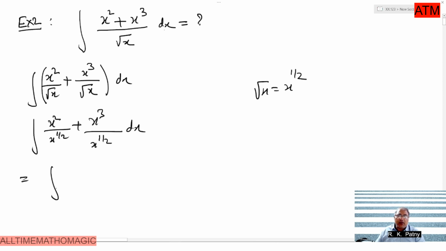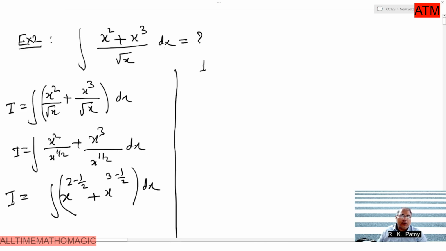This is equivalent to, whenever the integration is given, we write I is equal to, so I is equal to x raised to 2 minus 1 by 2 plus x raised to 3 minus 1 by 2 with respect to x.